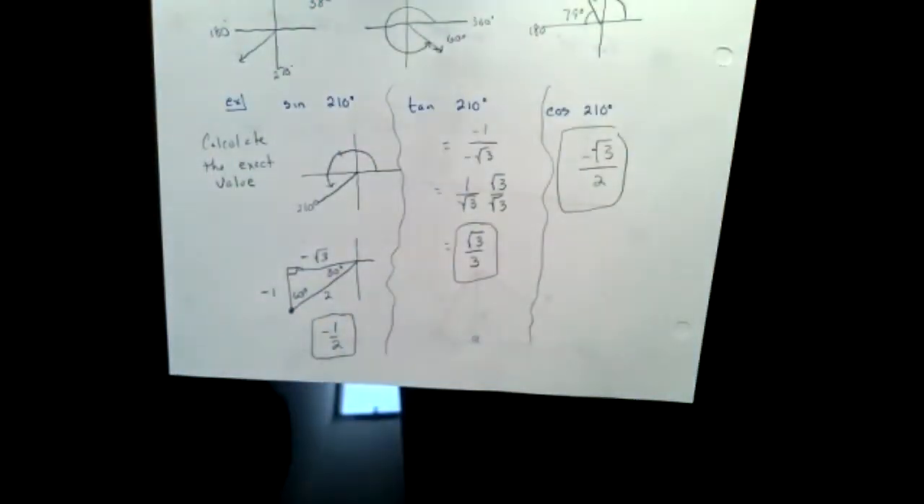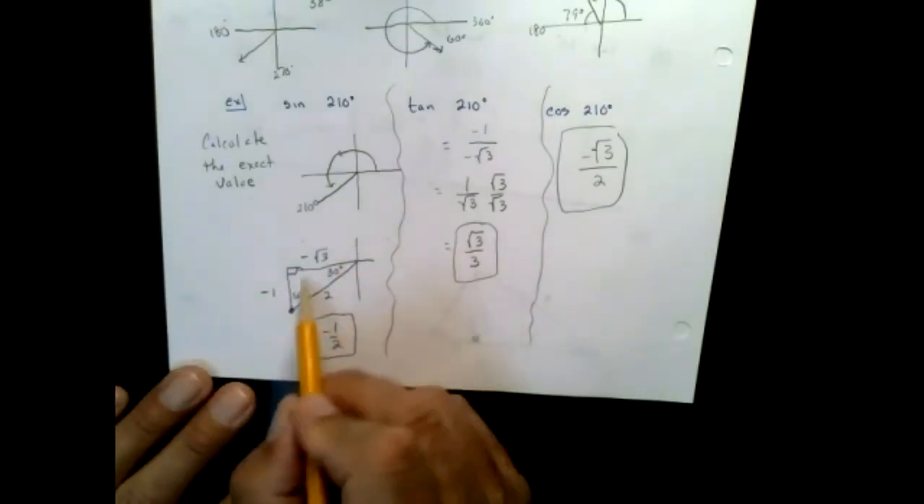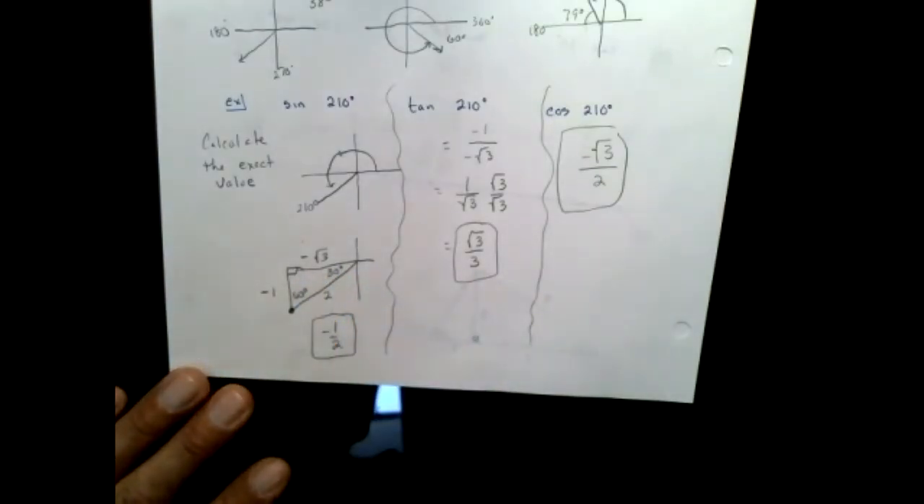All right, any questions? Yeah. Could you explain the diagram you drew to get your negative square root of 3 over 2? Yep. So I wanted 210 degrees.